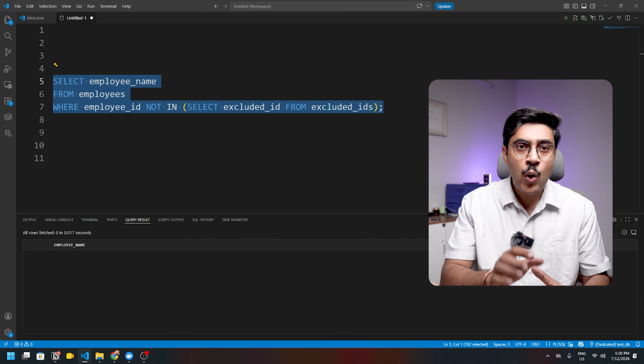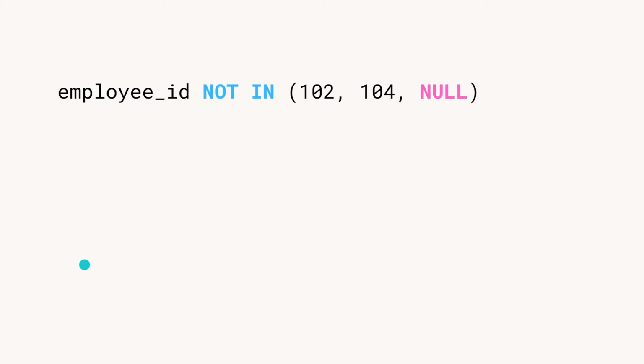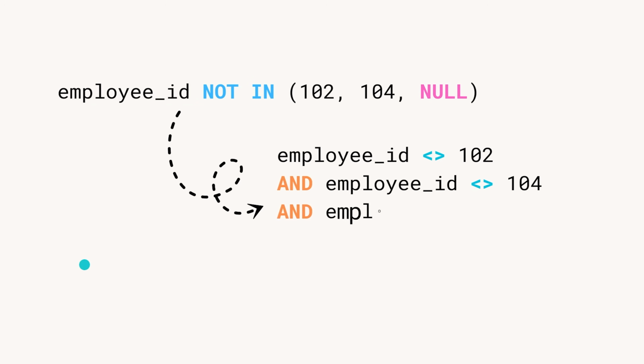To understand this, we need to talk about something SQL does differently from most programming languages. In SQL, a comparison does not only resolve to true or false. There is a third outcome, UNKNOWN. And this shows up wherever null is involved in the comparison. Let's think about what NOT IN is actually doing behind the scenes. When you write this, the database engine expands this into a chain of AND conditions.